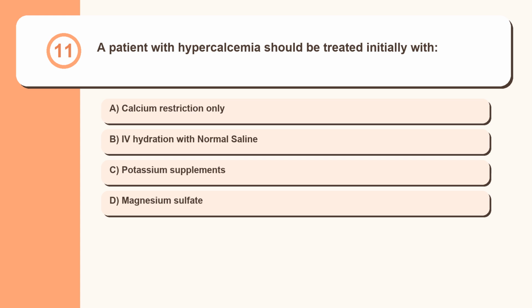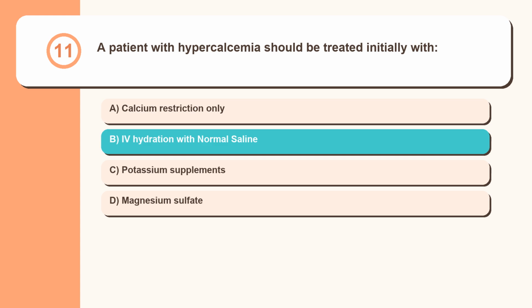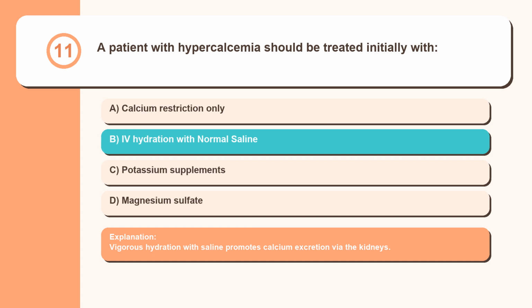Question 11. A patient with hypercalcemia should be treated initially with calcium restriction only, hydration with normal saline, potassium supplements, magnesium sulfate. Vigorous hydration with saline promotes calcium excretion via the kidneys.